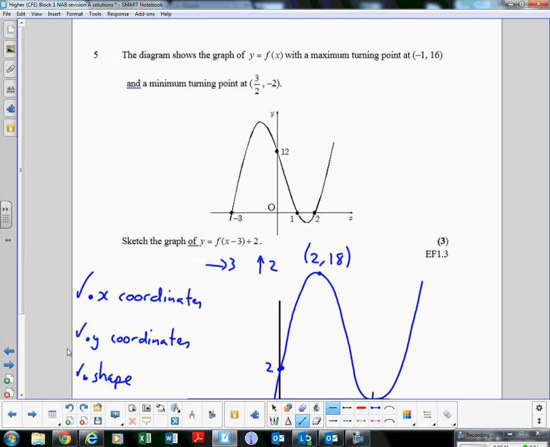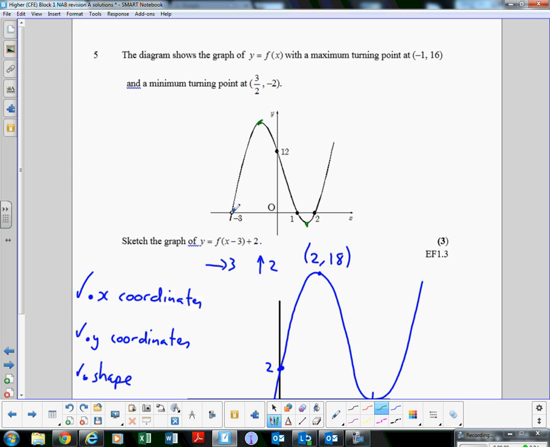The diagram shows a graph of y equals f of x, and gives us the maximum turning point and the minimum turning point, i.e. this point here, this point down here. Sketch the graph of y equals f of bracket x minus 3 bracket plus 2. So we should know, if we have revised, that this moves the original graph 3 to the right, and the plus 2 on the end moves the graph 2 up.